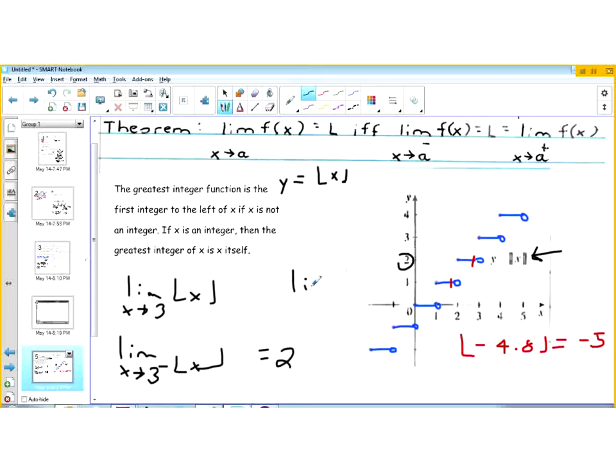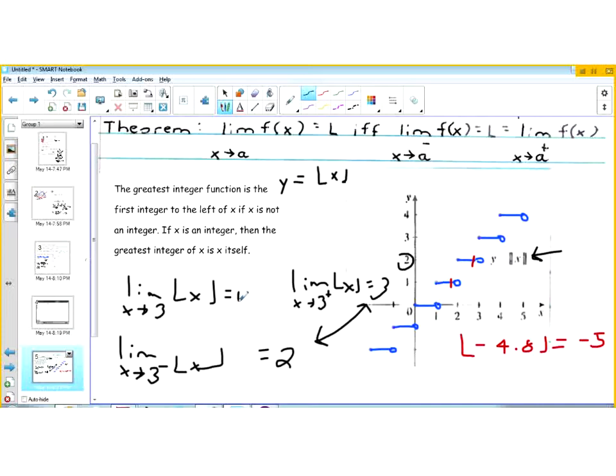How about as we approach 3 from the right, from this direction? The limit as x approaches 3 from the right of the greatest integer function would equal 3. And so those two limits are not the same.